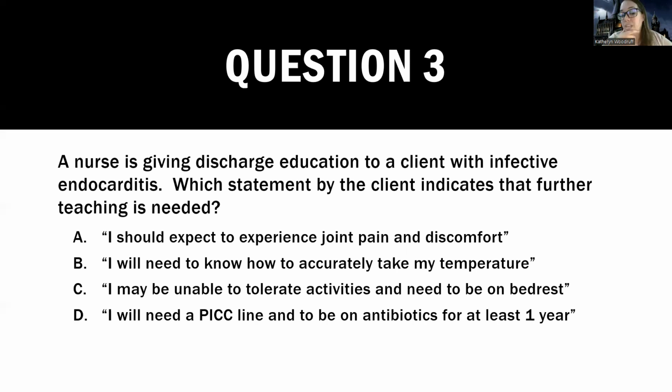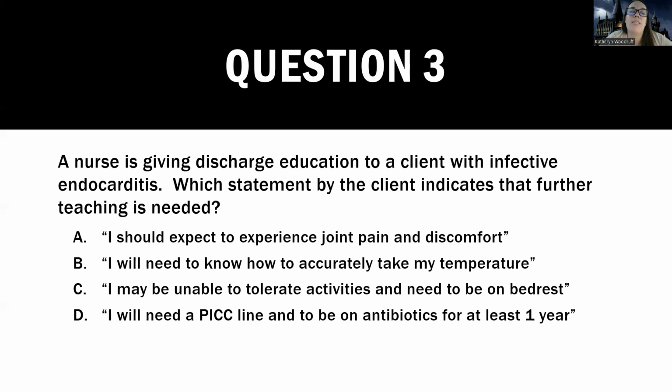And maybe I will need a PICC line, but I don't know if it's supposed to be for at least a year. I don't know how long they're supposed to be on antibiotics. So what if I'm stuck here? Then I have to go back to the question, and it's saying, okay, they've got infective endocarditis. What is showing that they need further teaching?